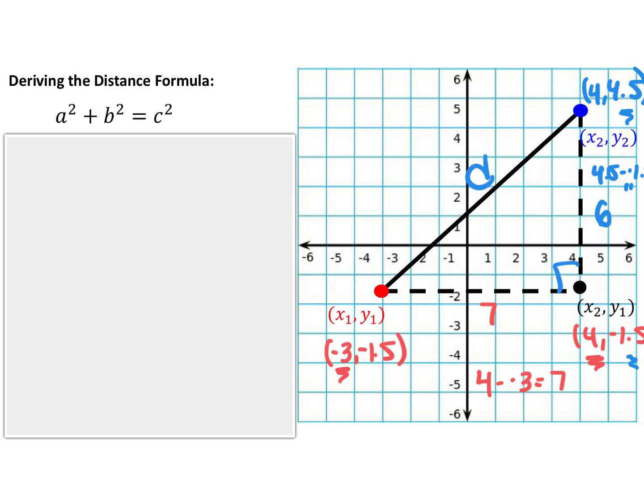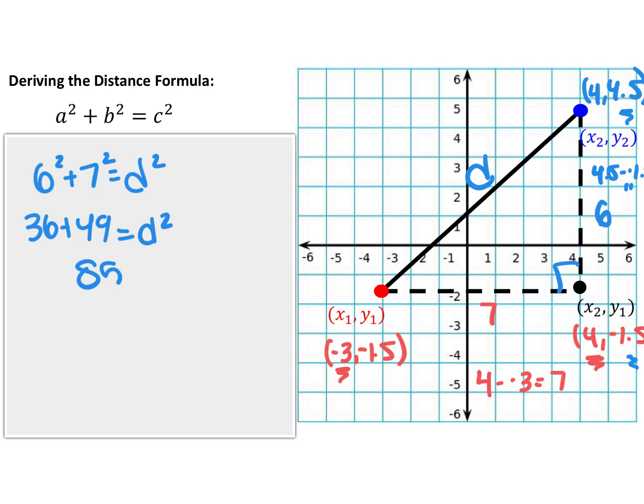So if I call this d, I could say 6 squared plus 7 squared equals d squared. So this becomes 36 plus 49 is d squared. And if I do 36 plus 49, gives you 85 equals d squared, and I could take the square root, so I get the distance is √85, which is d.